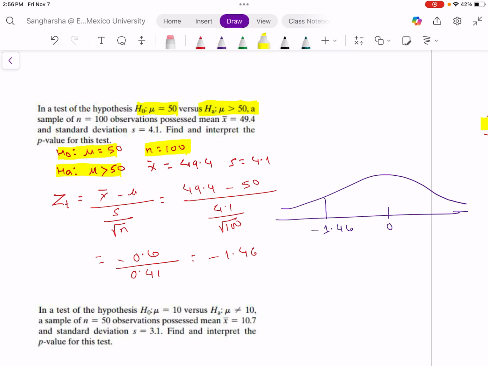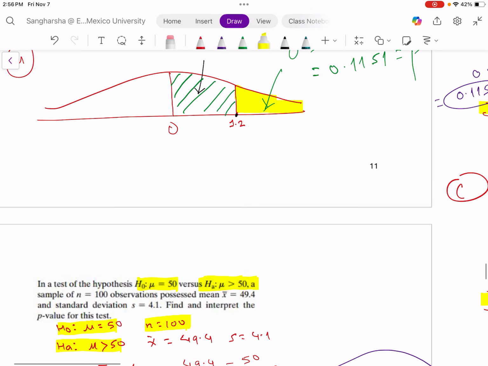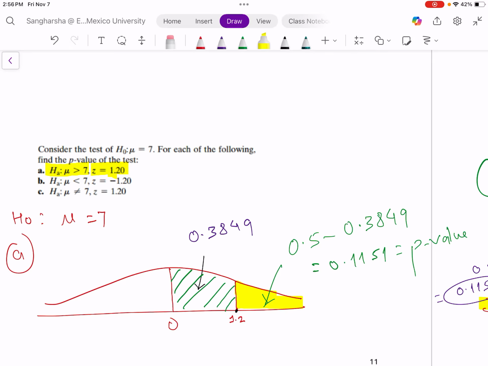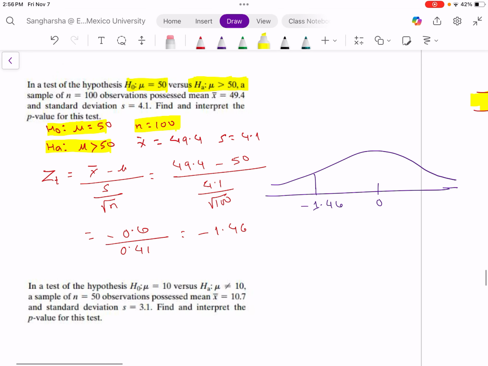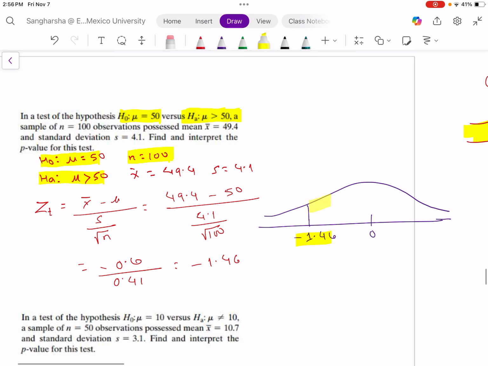This is our upper one-tailed test, so the p-value would be the area on the right side, like here. When we have an upper one-tailed test, our rejection region is on the right side of the test statistic. So the area on the right of this test statistic is our p-value. So this area is the p-value. We know this area is 0.5.